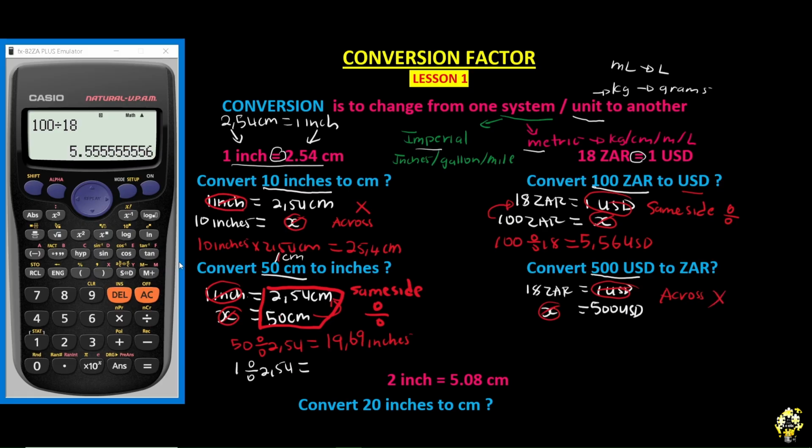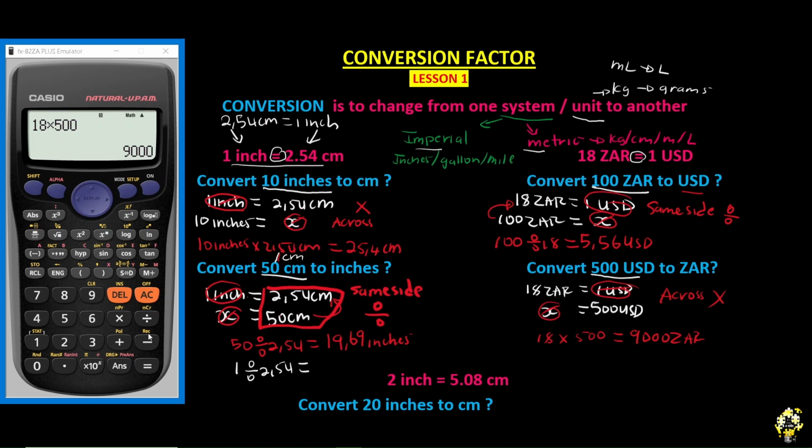We multiply. Therefore, I'm going to say 18 multiplied by 500. Go to the calculator and say 18 multiplied by 500, and we get 9,000. Look at that. It says that when you are in the USA, you have 500 US dollars. When you convert them to South African rand, you essentially have 9,000. So that's how it works.